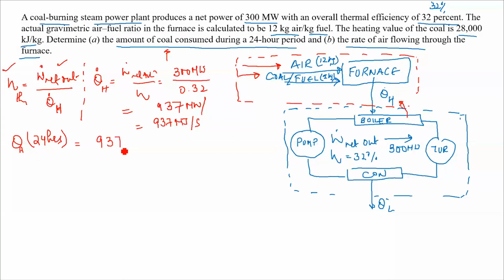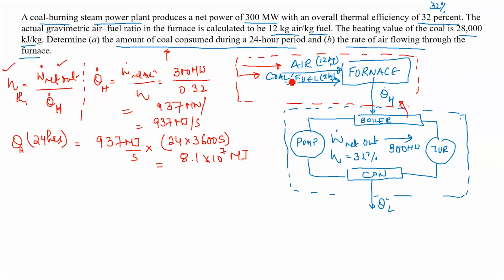Very good. So you have 937 megajoules per second. If you have to find out the energy for 24 hours, you'll have to multiply by 24 hours into 3600 seconds. And this would give you the energy consumed in 24 hours. So what would be this energy? 8.1 into 10 power 7 joules. Is it so? Sir, megajoules. Megajoules. Yes. All right. This is the energy consumed.